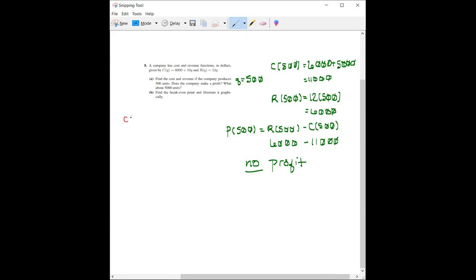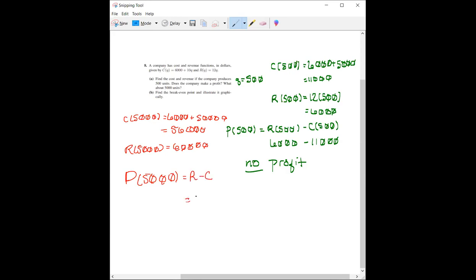Well, now we're looking at C of 5,000 is equal to 6,000 plus 50,000, or 56,000. And then we're looking at R of 5,000, which is equal to 60,000. So our profit is going to be equal to, again, our revenue minus our cost. So we will make a profit of $4,000.